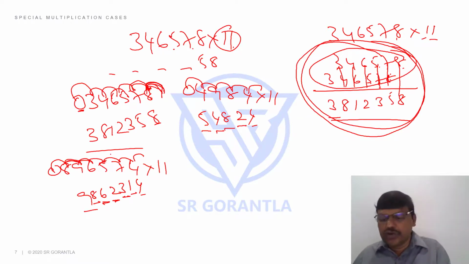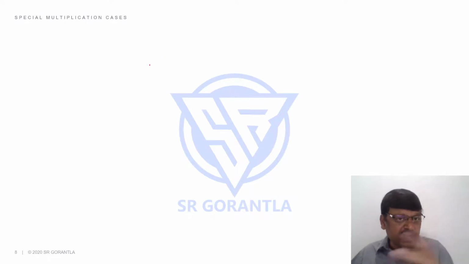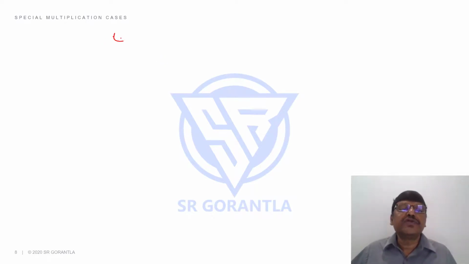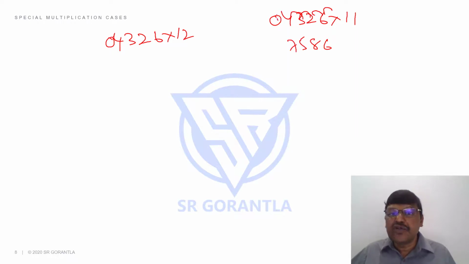So once you know 11, you can extend the rule for 12, 13 and all that. I said up to 19 tables you can use this, please. Suppose I ask you, students, 4 3 2 6 into 12. See, when I say 4 3 2 6 into 11, what are we doing, students? I'm just putting a 0 here and saying 6, 2 plus 6, 8. 3 plus 2, 5, 4 plus 3, 7, 0 plus 4, 4. So we are doing 6 and its immediate right digit, 2 and its immediate right digit. Why we are doing this is because both the digits are 1, 1.